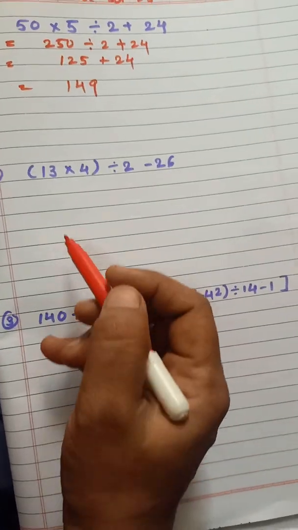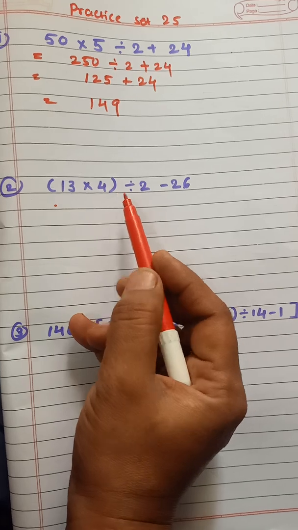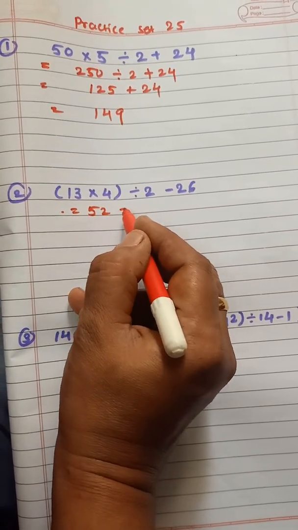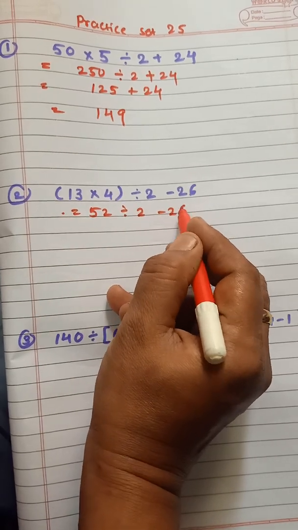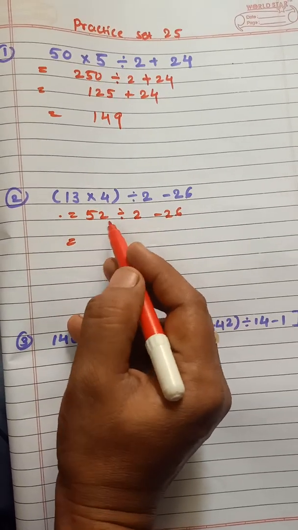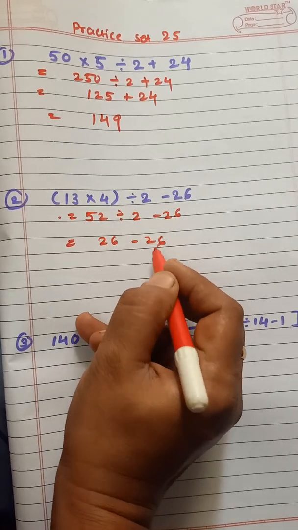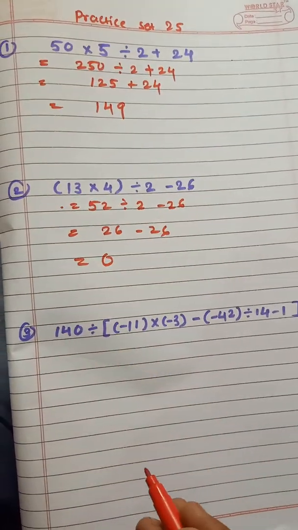Now second question. Here we will solve the bracket first. So 13 into 4 is 52, divided by 2, minus 26. Now first division: 52 divided by 2 is 26, minus 26, so the answer is 0.